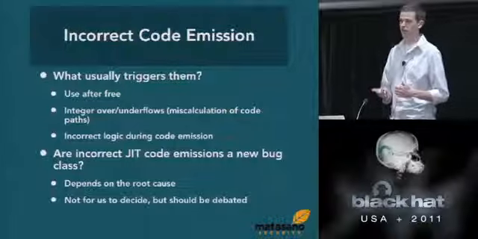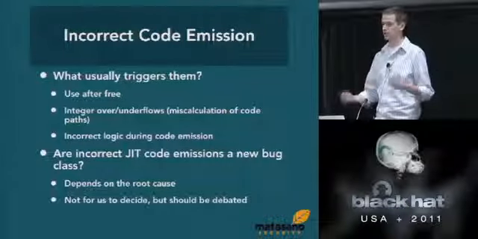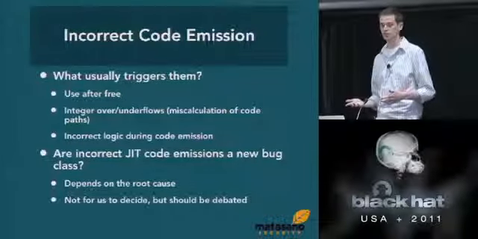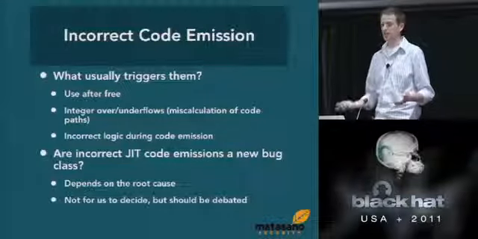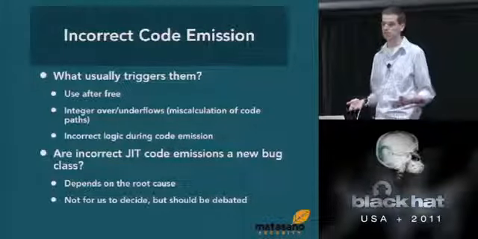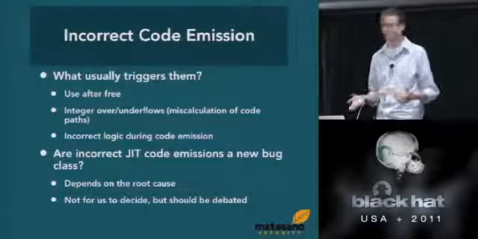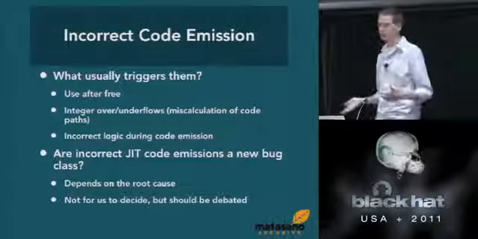And then the most interesting case is incorrect logic, when you have all these complex JIT components and just one of them is out of sync with the others. And the next thing you know, you're generating code that does things you didn't intend it to do. And this really raises the question, is this a new vulnerability class?